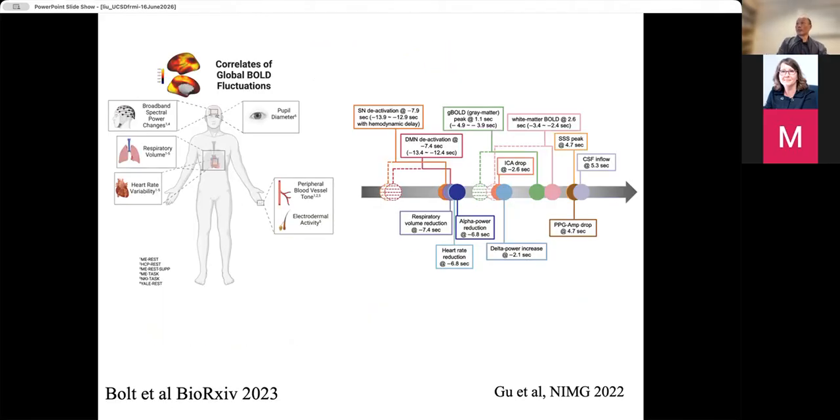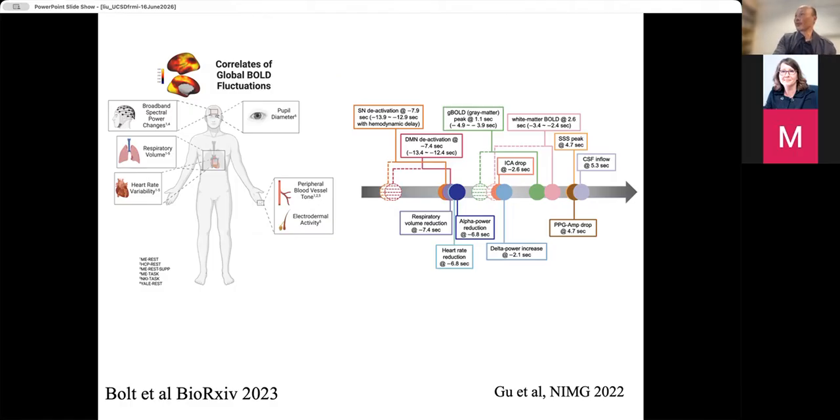So, for example, if we look at what's correlated to the global signal, pretty much everything is correlated to the global signal. If you look at respiratory volume, heart rate variability, pupil diameter, which makes sense because that's how we measure arousal. To measure arousal, you can look at pupil diameter or even eyelid closure as people start closing their eyes and get drowsy.